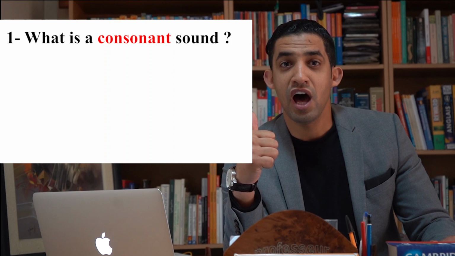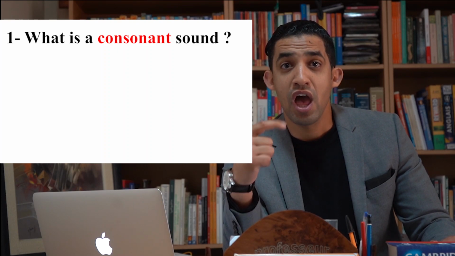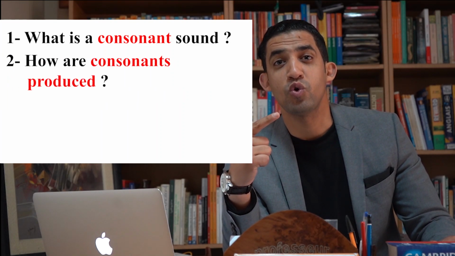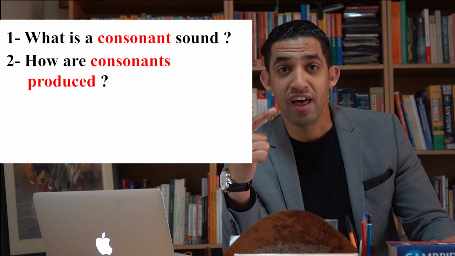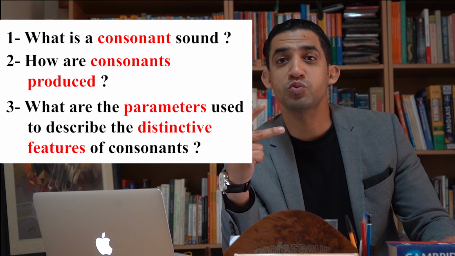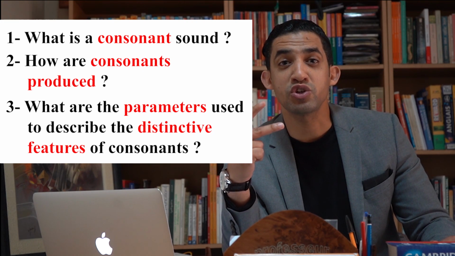In the last video, I introduced you to vowels. I explained what a vowel sound is, how vowels are produced, and the main four parameters we use to describe the distinctive features of vowels. In this video today, I'm going to introduce you to the second category of speech sounds we call consonants. Three main questions. What is a consonant sound? How does it differ from vowels? How are consonants produced, or what are the articulators involved in their production? And number three, what are the parameters we use to describe distinctive features of consonants?